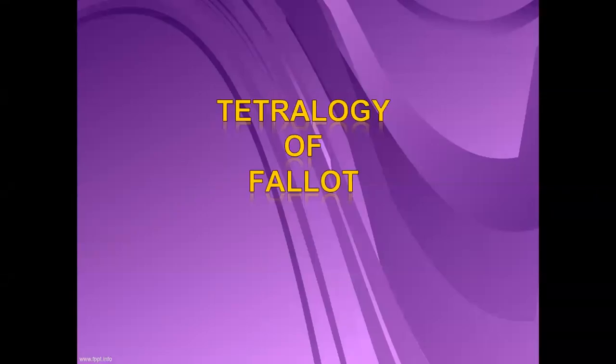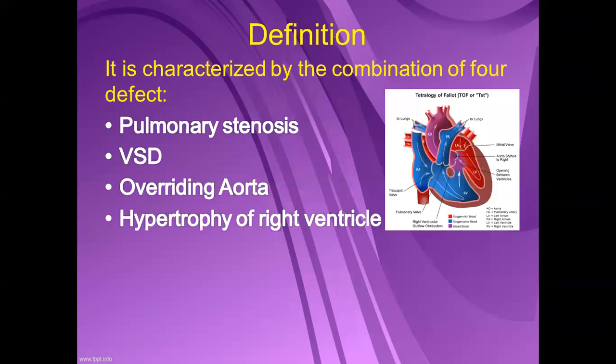Hello students, our next topic we are going to revise tetralogy of Fallot. What is tetralogy of Fallot? It is characterized by the combination of four defects. The four defects are pulmonary stenosis, then ventricular septal defect, overriding of aorta, hypertrophy of right ventricle. So I repeat, the four defects which are present in the tetralogy. Tetra means four, of Fallot.